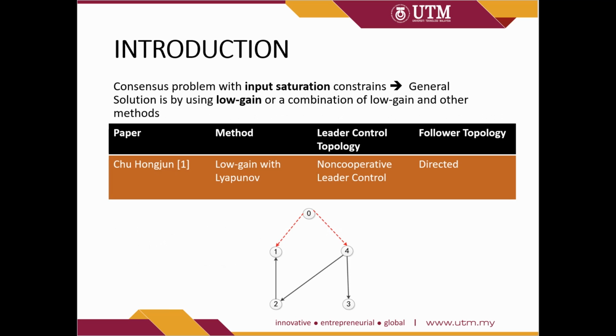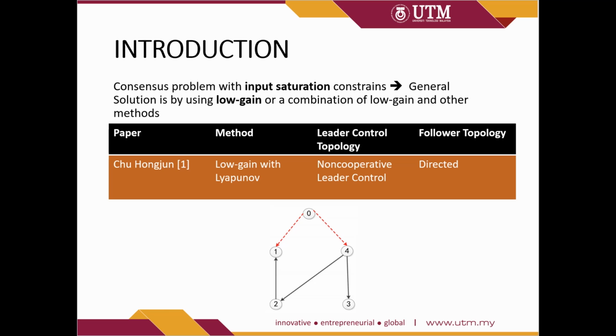The consensus problem with input saturation has a general solution, which mainly uses low gain, or a combination between low gain and other methods, such as low gain high gain, or low gain Riccati, or low gain Lyapunov. The example I'm showing you right now is a paper written by Chu Hongjun, where his method to solve the consensus with input saturation problem is by using low gain integrated with Lyapunov.